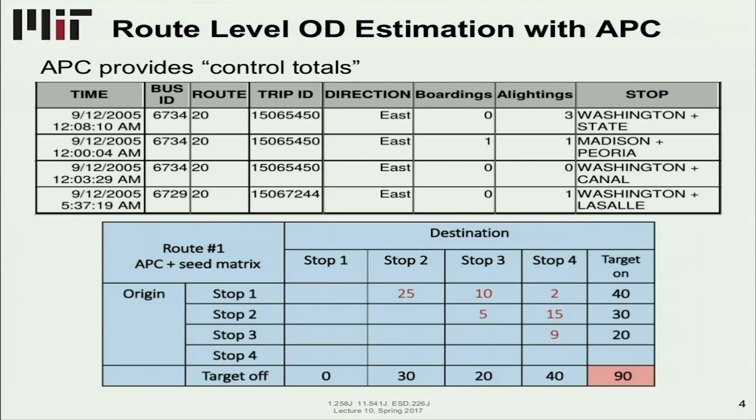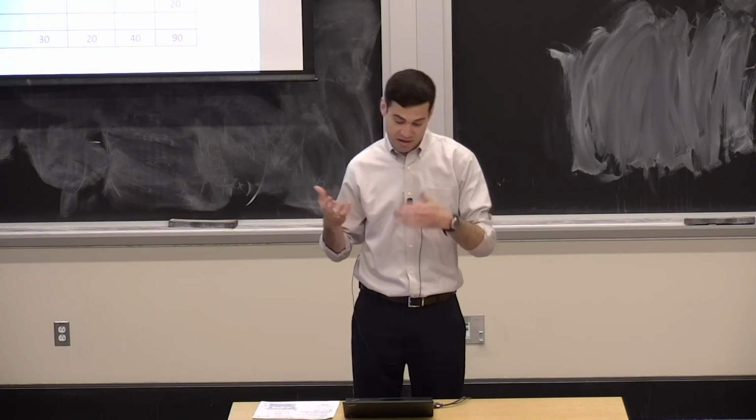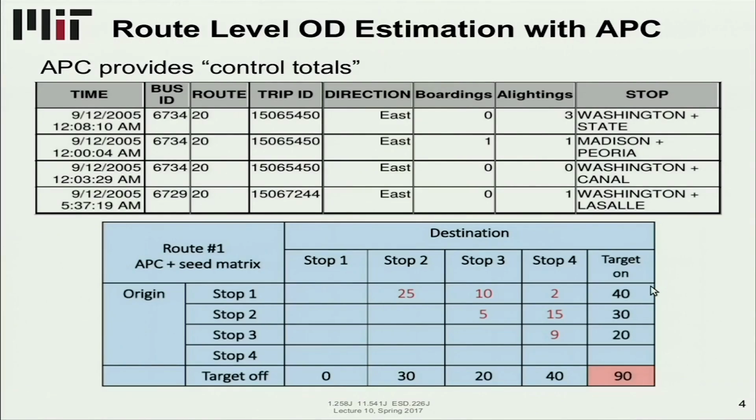So APC data looks like this. You have timestamps, you have a bus ID, you have a route ID, a trip ID, some information about direction perhaps, and then counts at each stop of how many people get on and how many people get off, boardings and alightings. And of course a stop ID or a stop name or something like that. So you can aggregate that across trips or do it at a trip level and count how many people get on at each stop and how many people get off at each stop. These are called control totals in the context of scaling.